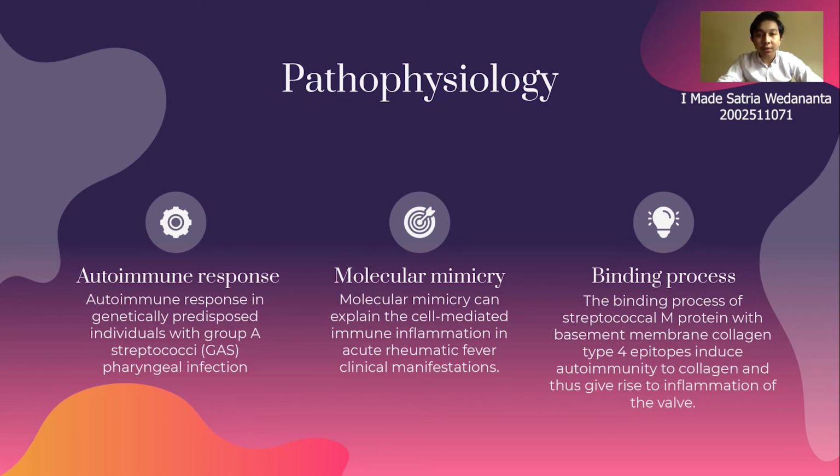Hello, my name is Imadu Sutrananta and my student identification number is 20025111071, and I would like to talk about the pathophysiology of acute rheumatic fever. In general, acute rheumatic fever stems from autoimmune response in genetically predisposed individuals with group A streptococci pharyngeal infection.